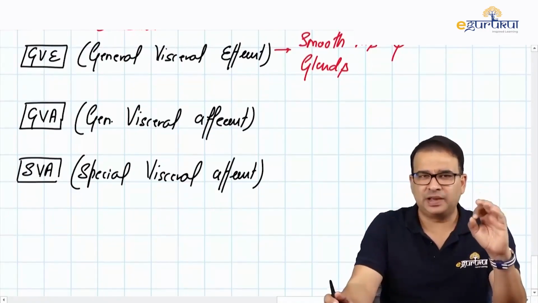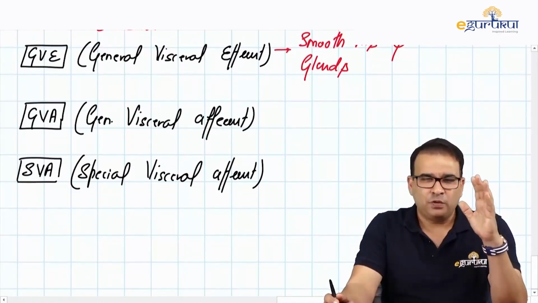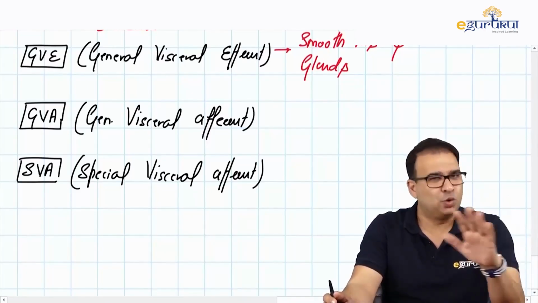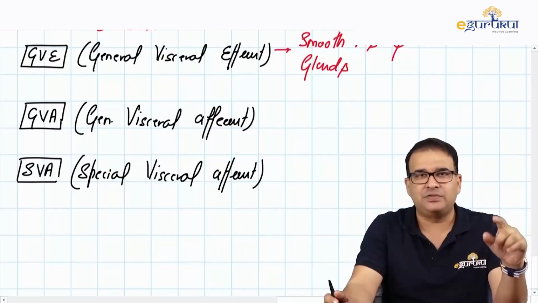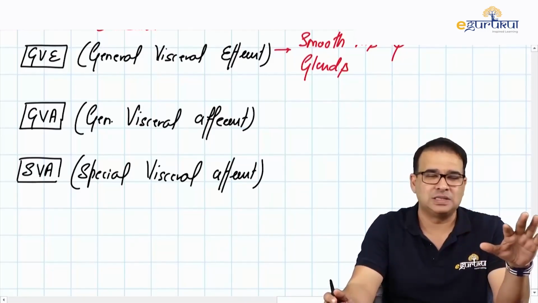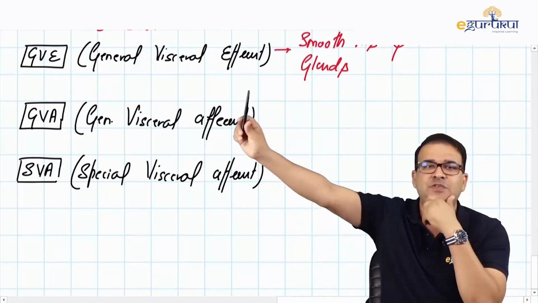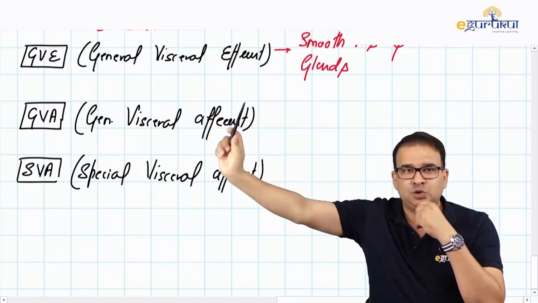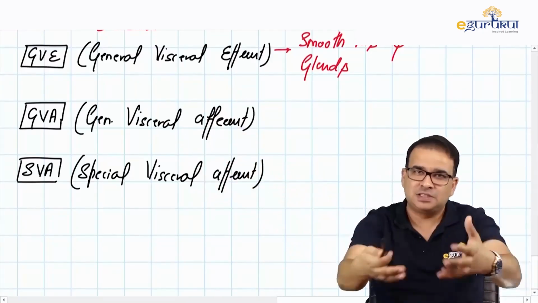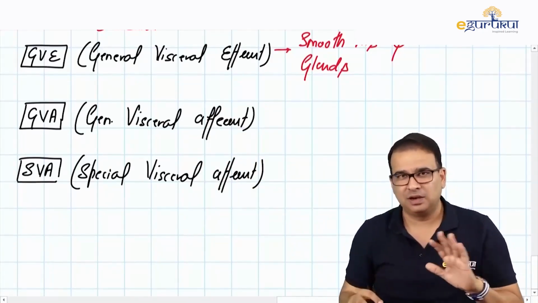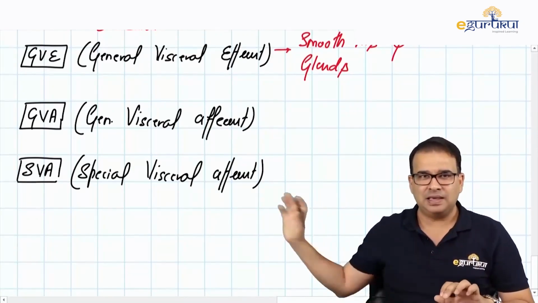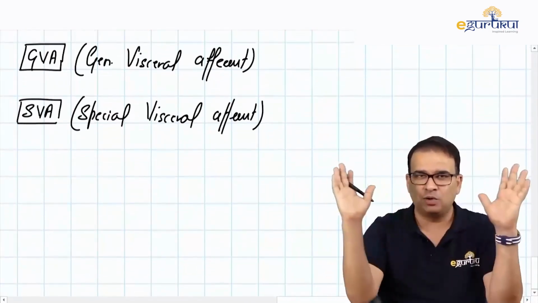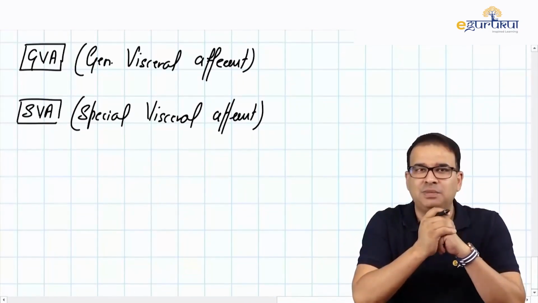Now please listen to this very carefully, guys. Whenever you're looking at the afferent and efferent columns, never ever compare them. If you compare the afferent and efferent columns, you will always end up at the wrong answer. Because I said GVE means supplying the smooth muscles and glands, but GVA doesn't mean you're carrying the sensation from the smooth muscles and glands. Not necessarily. So when you're looking at the afferent column, forget about the efferent column completely. Don't even think that the efferent column exists.